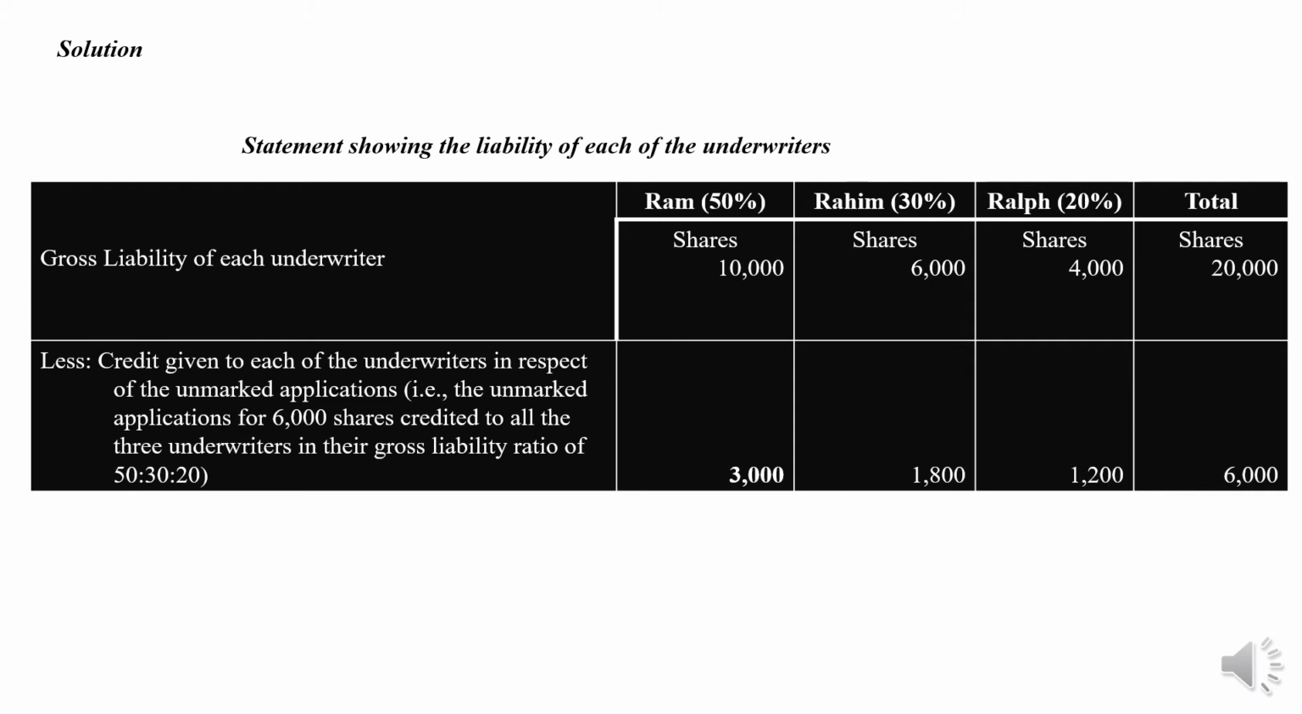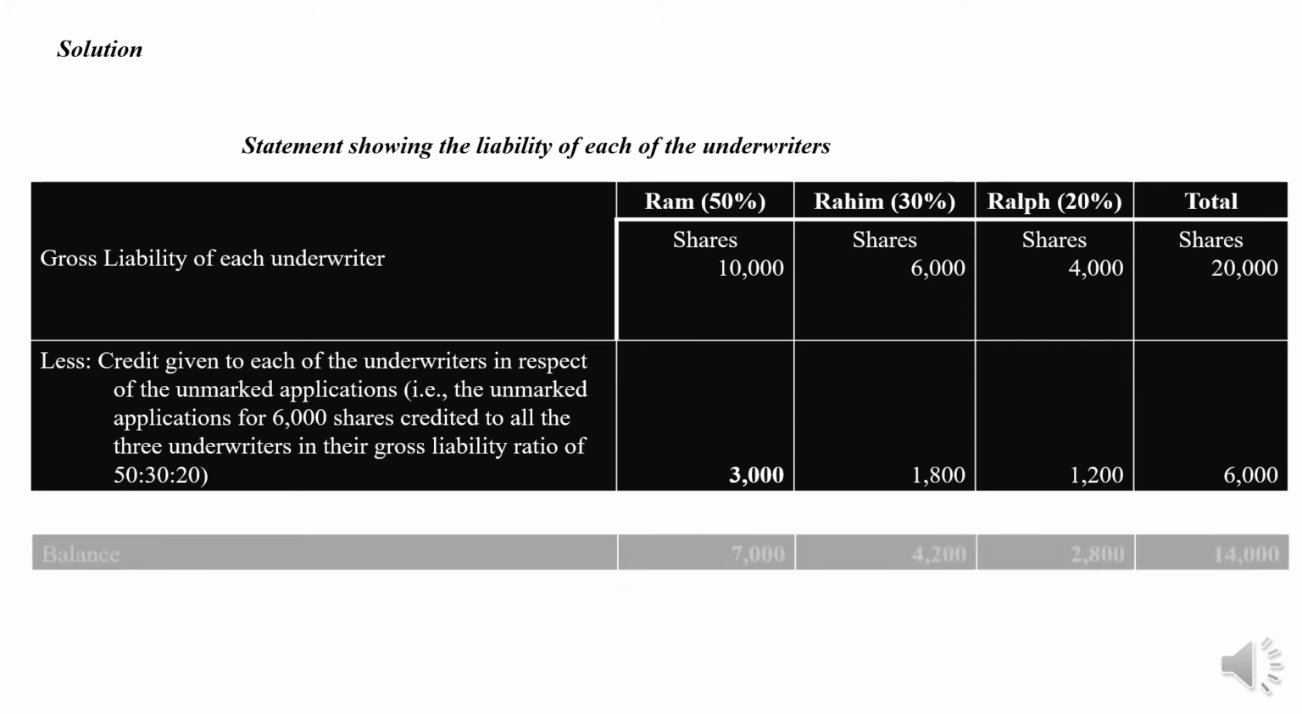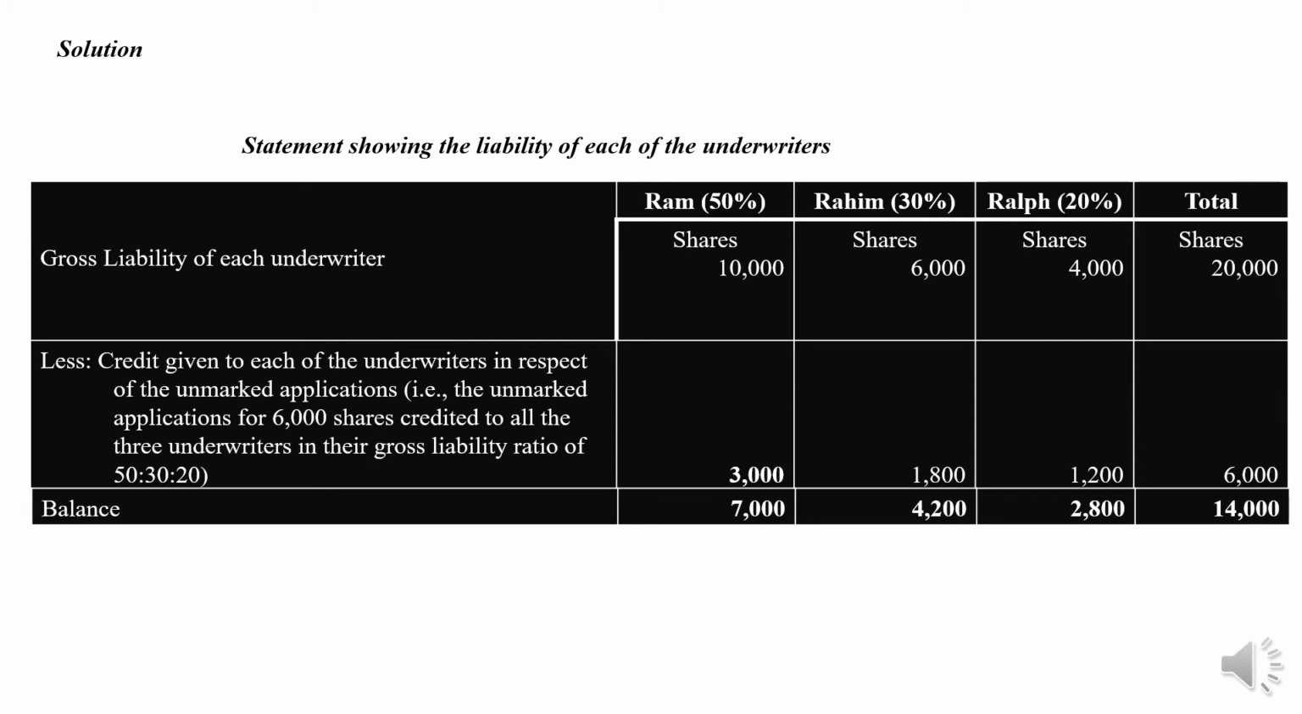From that, deduct credit given to each of the underwriters in respect of unmarked applications. We have already calculated the unmarked applications: 16,000 total applications received minus marked applications of 10,000 gives you 6,000 shares. They are to be distributed on the basis of proportion of underwriting, which is 50%, 30%, 20%. So 6,000 into 50% is 3,000, 6,000 into 30% is 1,800, 6,000 into 20% is 1,200. So we get the balance of 7,000, 4,200, 2,800, and the total is 14,000.